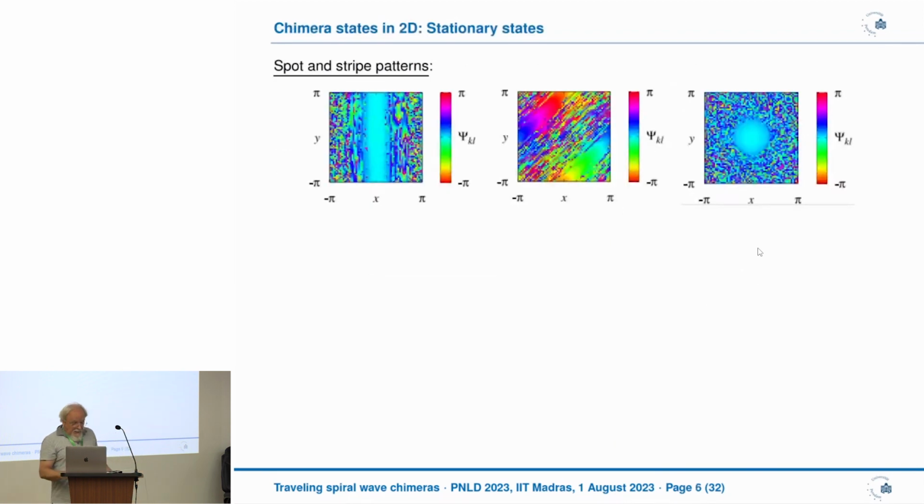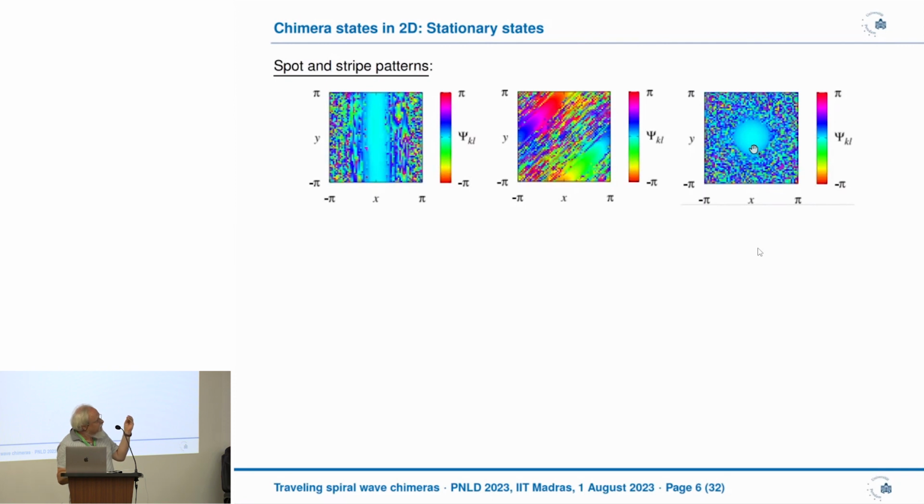So I'd like to do something similar to what I've just described in the 1D case, oscillators on a ring, but now looking at a two-dimensional array of oscillators. So imagine points in the XY plane. At every point you have an oscillator. And then there's a variety of different structures that can form, these partially coherent structures. So here is a stripe chimera state on the left. In the middle is what we call a twisted chimera state. Here is a spot chimera state.